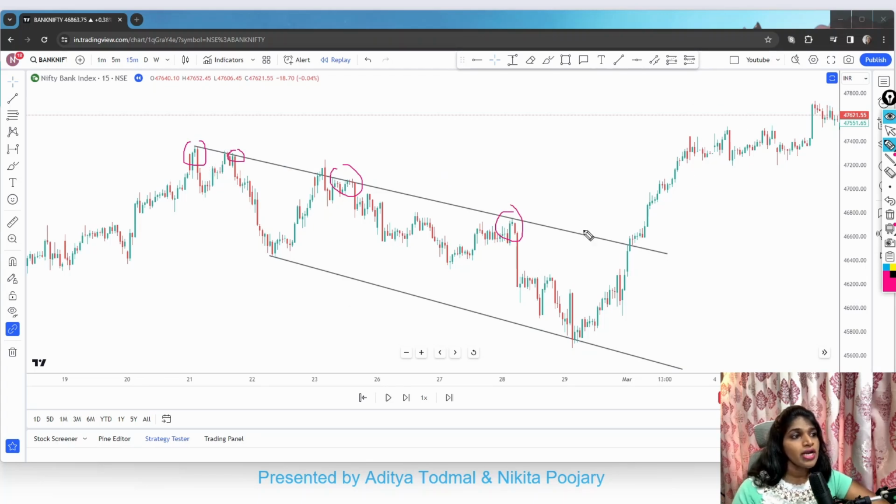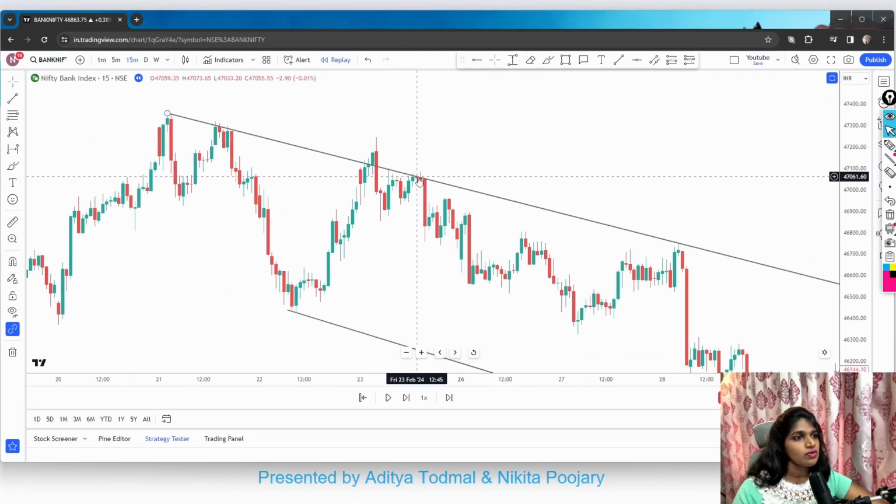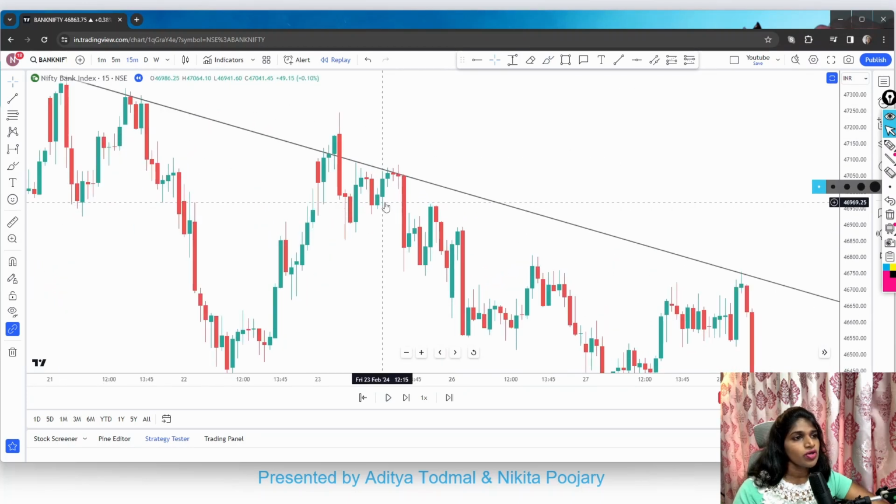So what I can do, I can take trades on two bases. First and foremost, let's say after these two points, I get this particular trend line. Now the moment prices come here and make some sort of a rejection at this zone, I'm just zooming this particular level in. So now, what can we see?